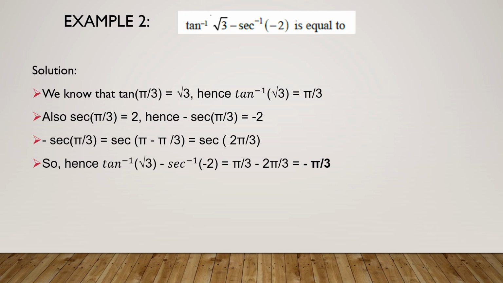So now minus sec pi by 3 is, again for any angle theta, minus sec theta is sec of pi minus theta. Correct? Just like in the previous example, same way, just remember these things. ASTC, second quadrant, pi minus theta, sec of pi minus theta is minus sec theta. So instead of minus sec pi by 3, I am writing sec of pi minus pi by 3, which is equal to sec of 2 pi by 3. So now our question will be equal to pi by 3 minus 2 pi by 3, which is equal to minus pi by 3.